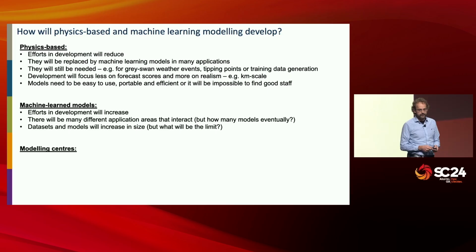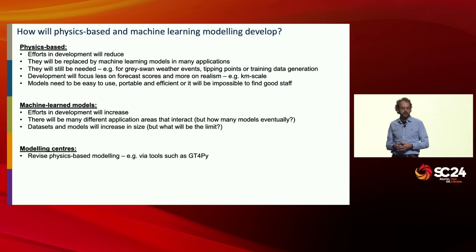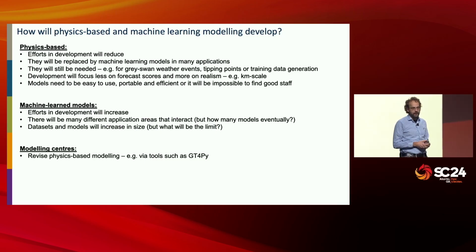And for the modeling centers, what does it actually mean? So I think we really have to continue to revise our physics-based model and make those tools really usable, easy to port, and probably also think about different languages. And in doing this we're following the Swiss approach of GT4Py, where we are developing our new dynamical core in this Python framework and having good results with a domain-specific language as well. But I think we will really have to make sure that the models are shrinking and be more portable and more usable.